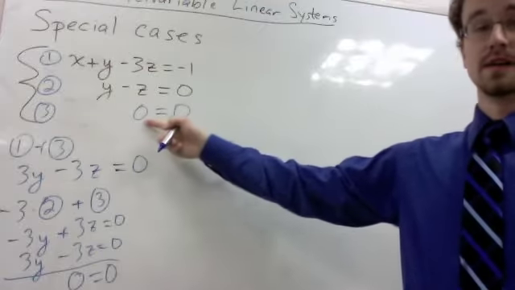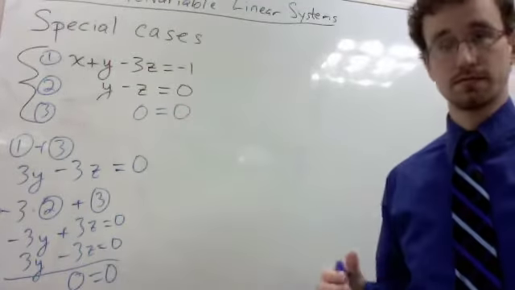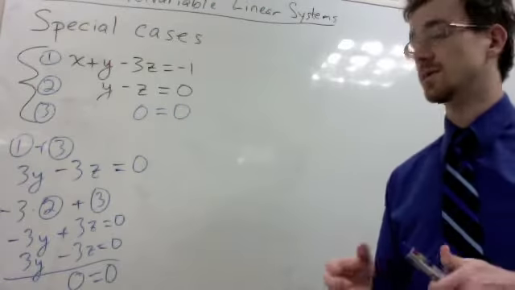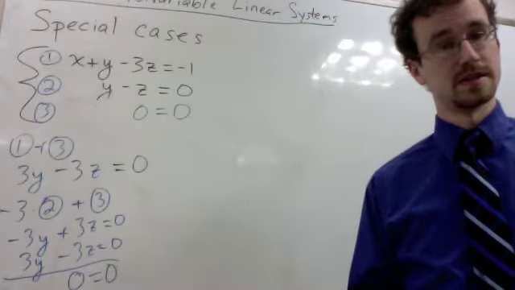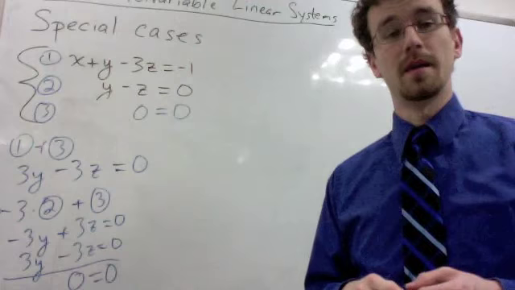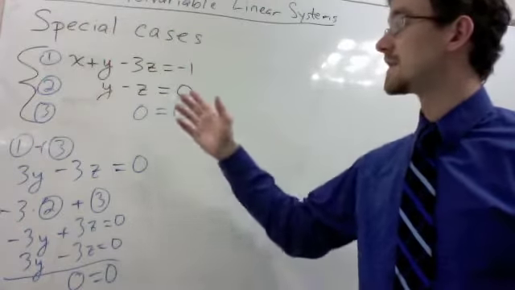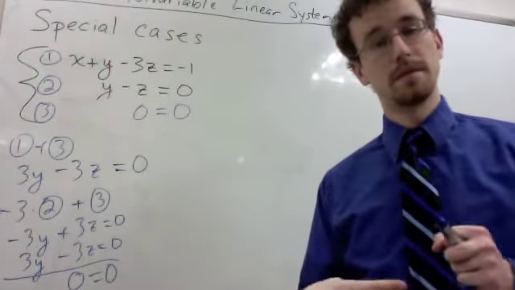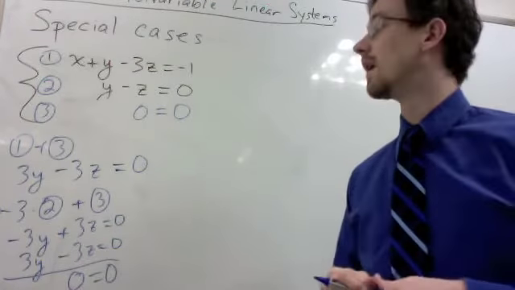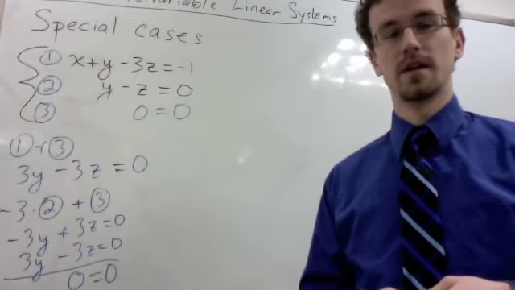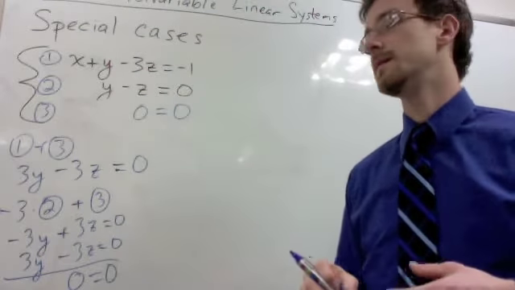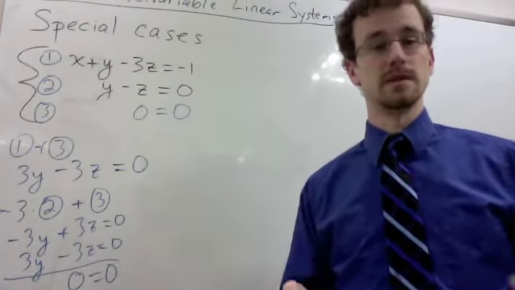Now, if we had gotten 0 equals 2 or some other false statement, then there would have been no solution to the system, remember. But we got 0 equals 0, which is a true statement, but it means that our system does not have a unique solution. There are infinitely many solutions, just as there were when we had our two equation systems. There are infinitely many solutions, but again, they are constrained by the relationships between these variables.